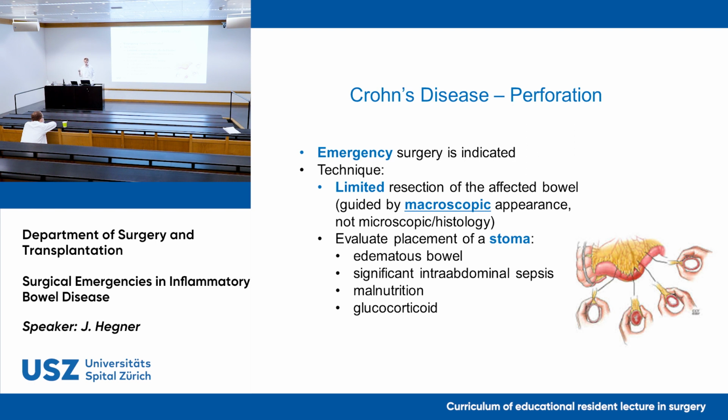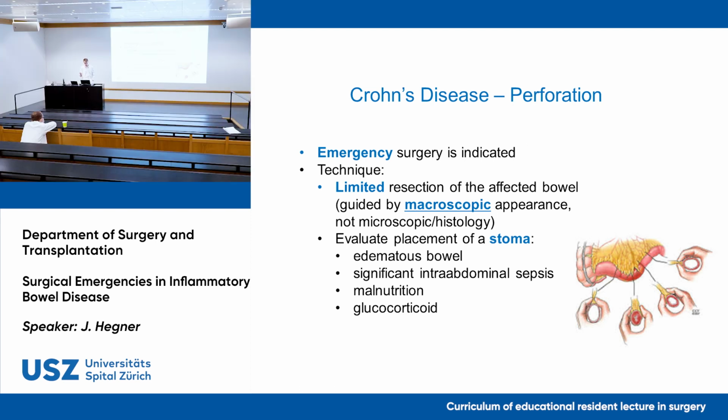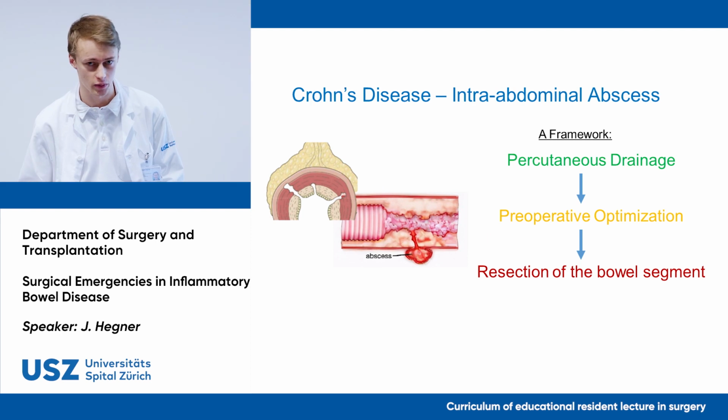Now, due to the need to conserve bowel, a limited resection is advised, and this should be guided by macroscopic appearance and not by any histological evidence of inflammation. A diverting stoma can be considered if there is intra-abdominal sepsis or any edematous bowel or any other risk factors for poor wound healing. Now, following on from perforation, we have an intra-abdominal abscess.